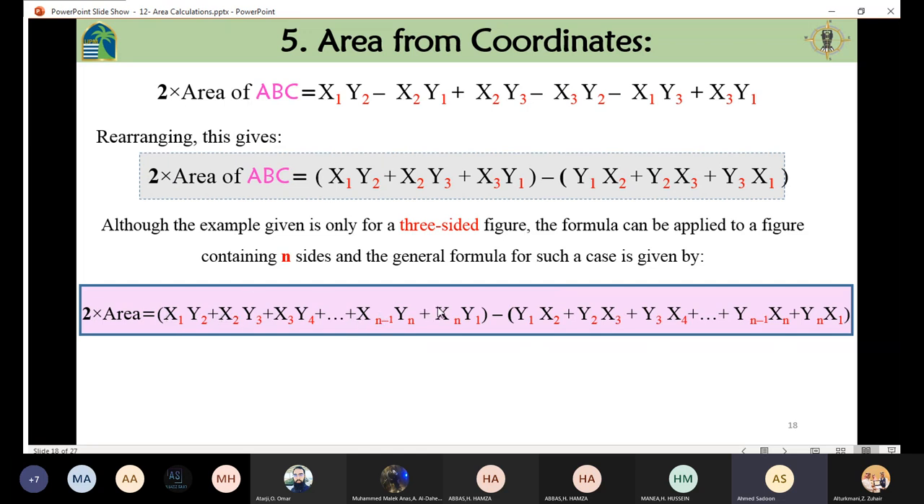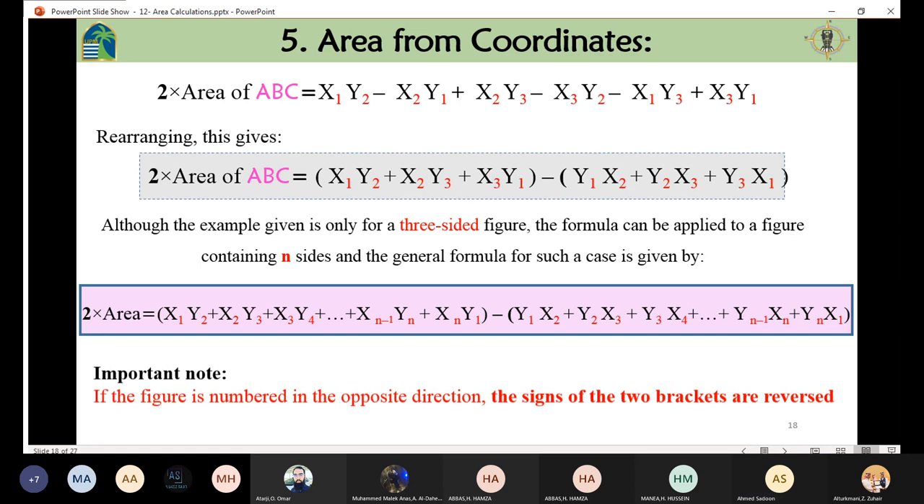Here we have x1, y2. The last two terms here are going to be x(n minus 1) and yn, plus xn and y1. While the last two terms in the second part are going to be y(n minus 1) times xn, plus yn times x1. Of course, x(n minus 1) represents the coordinate before the last coordinate, and yn represents the last coordinate in the east direction. And here xn represents the last coordinate in the north direction, and so on. So I can use this formula here to determine the area for any number of coordinates, not only for a triangle.